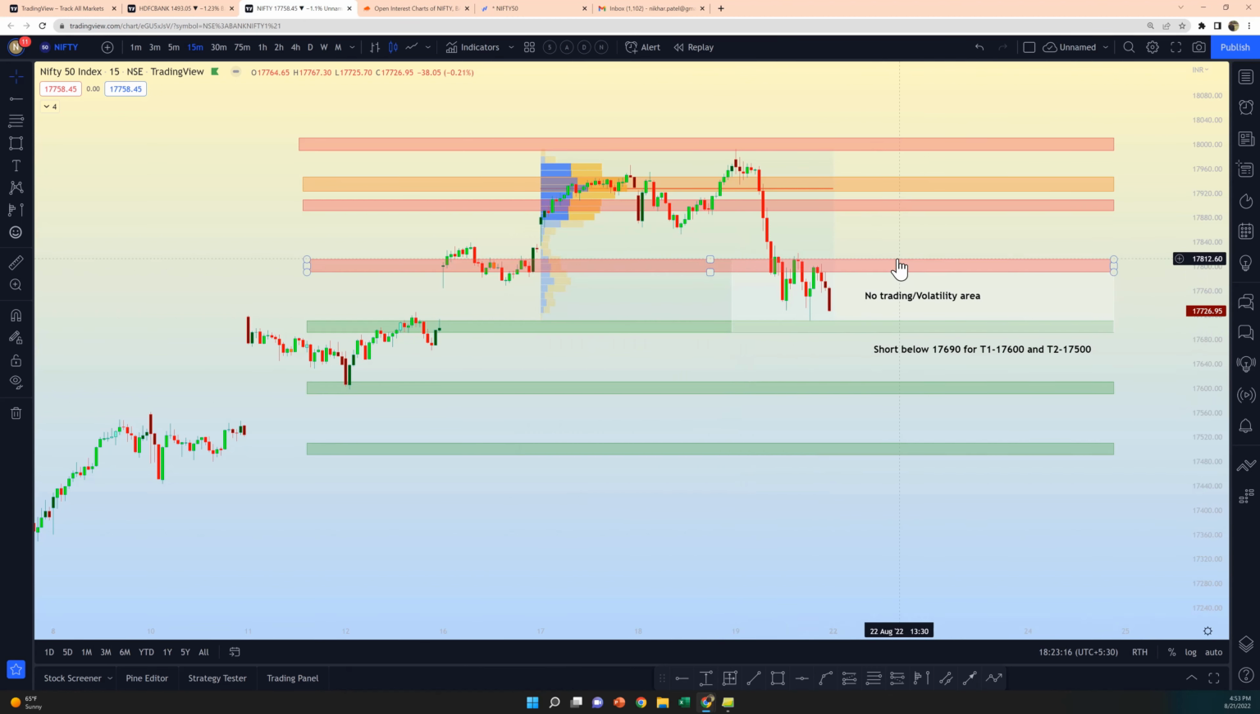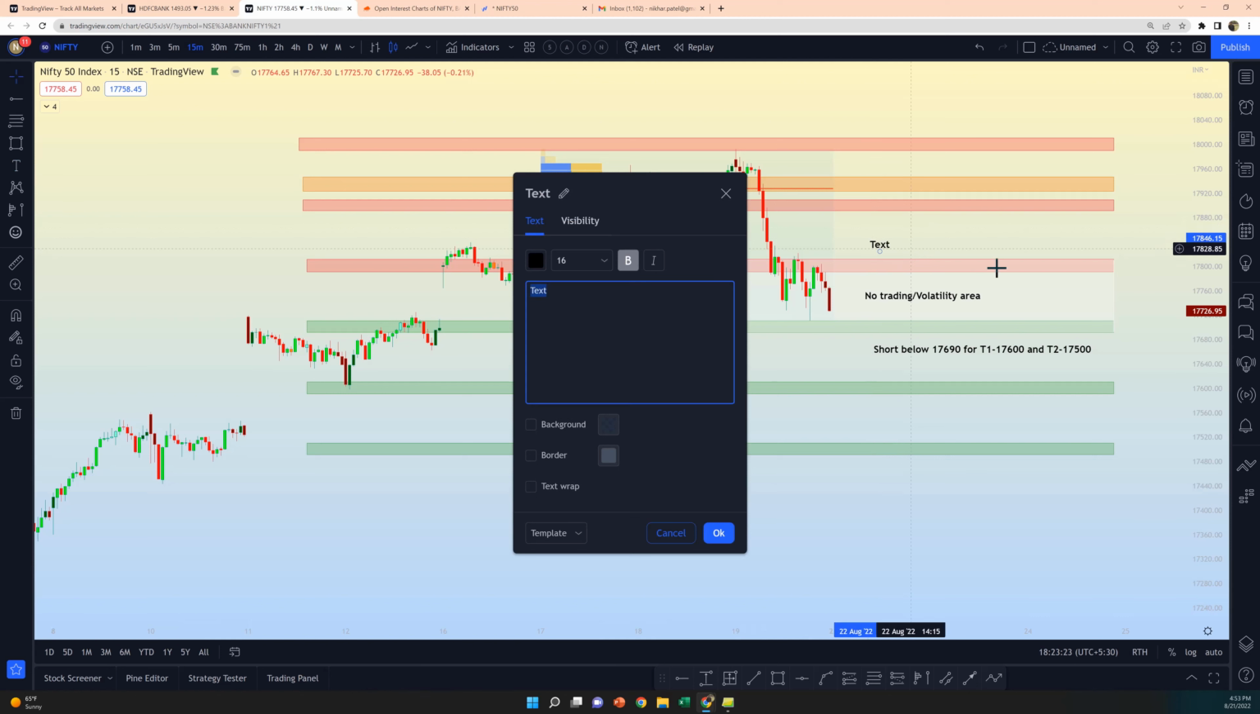Now once it breaks this area, that means you go long above 17,810, long above 17,810 for target 1, which is your 17,900, and target 2 is this level, which is your 17,940, and target 3, if the markets are really blissful tomorrow, then we might see a level of 18,000.